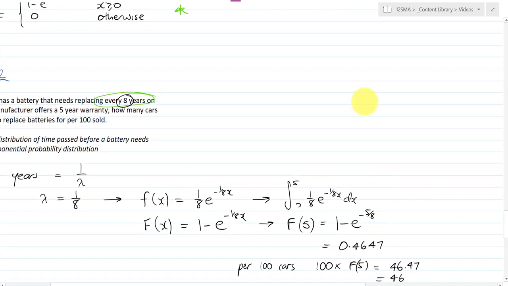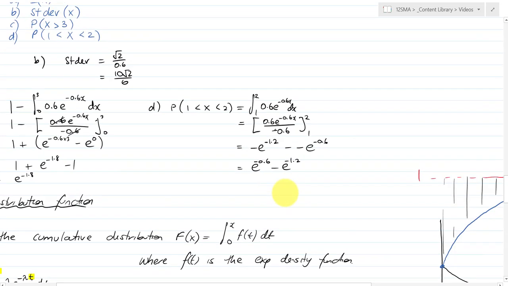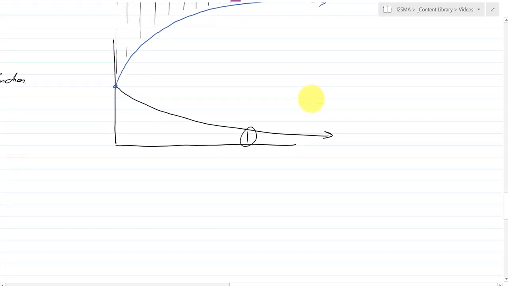If you have a look at our probability distribution function, here's one I've drawn here. It's decreasing over time. So if 8 is here and 5 is here, because of the steepness and because most of the data is going to be in here, if that's the model these batteries have, then 46 could certainly be in the first 5 out of 8 years, depending on the steepness of the curve.